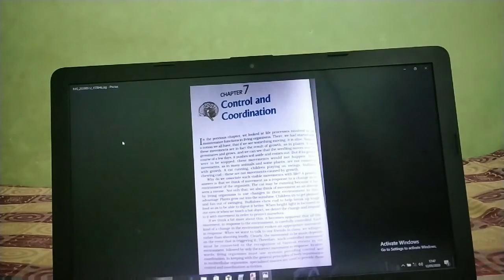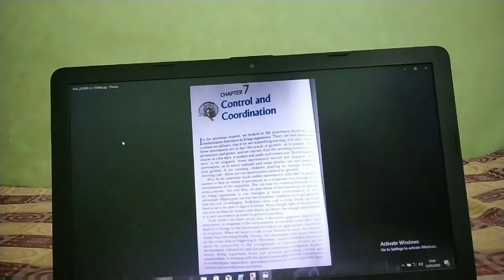Okay children, let's start our new lesson. That one is chapter 7 in science and chapter 2 of biology, control and coordination. In the previous section, we have already studied the life processes, and the characteristics of living organisms. All the characteristics we have studied.